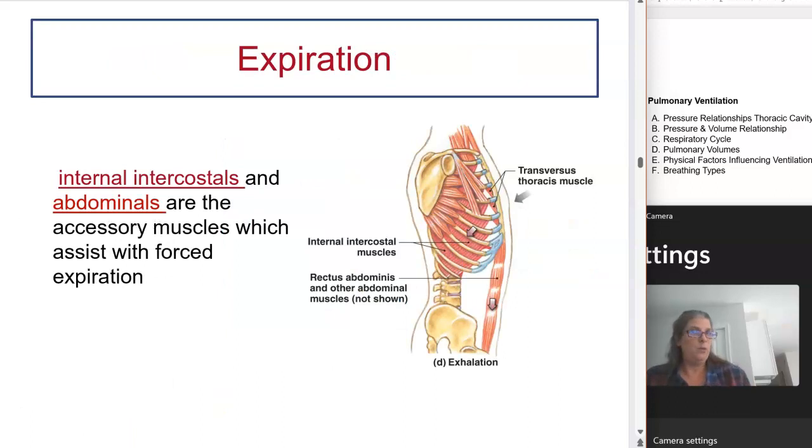But what if you want to blow more air? What if you're blowing out birthday candles? Or if you're just sitting here and you exhale, you can always squeeze more air out. You should try it.